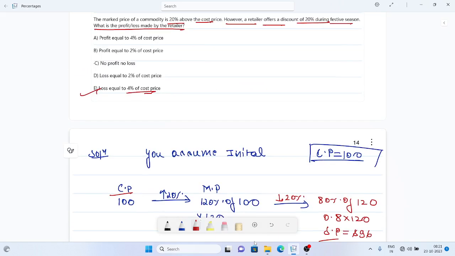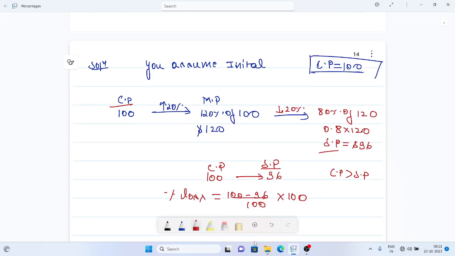Okay, so please note it down. So this is all about percentage.